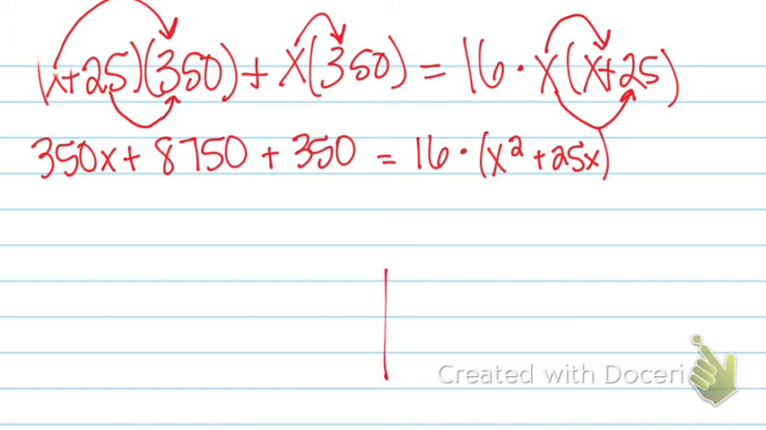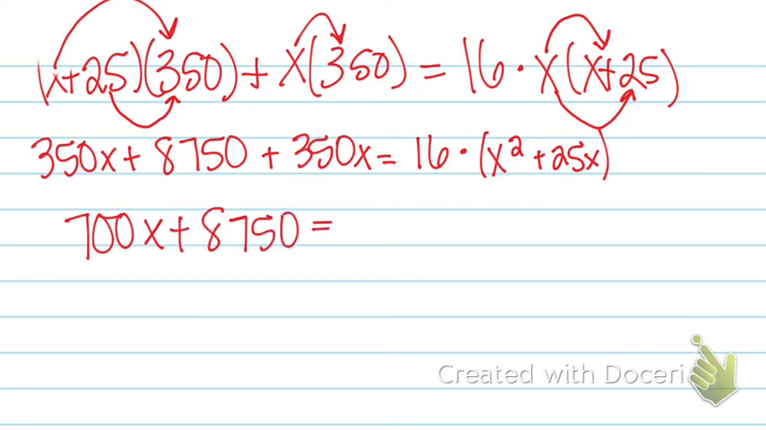Now, whoops, I want to combine the left side. What is 350x and 350x? 700x plus 8750 equals 16 times x squared is 16x squared, and 16 times 25x is a positive. Oh, what's 16 times 25? You all have a calculator in front of your face.